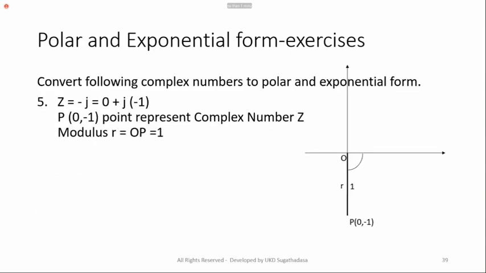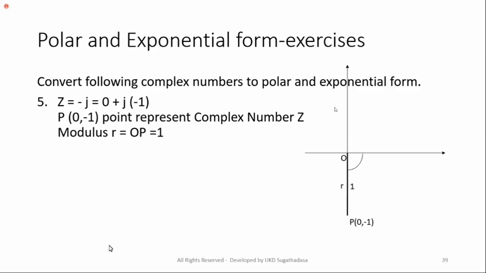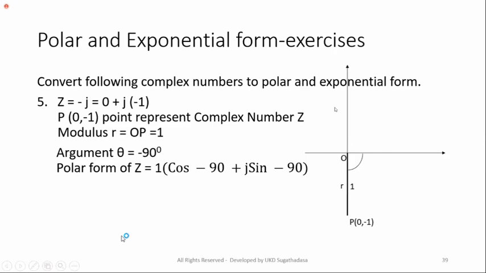Next one is minus j. That is 0 plus j times minus 1. The point is 0, comma minus 1. Now see the other one on the y-axis bottom part. The modular value is 1. The argument is minus pi by 2.